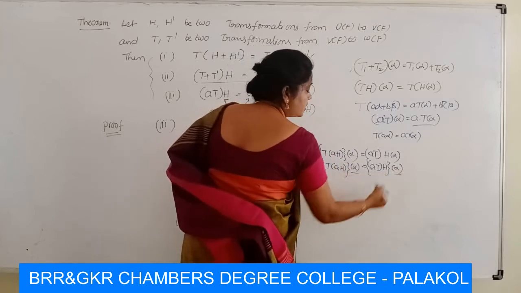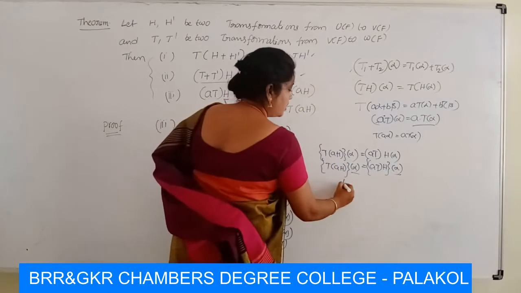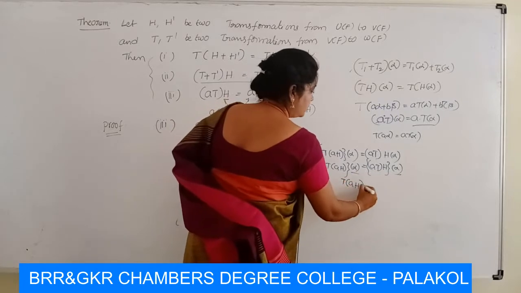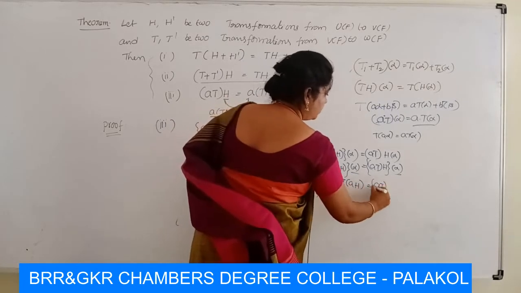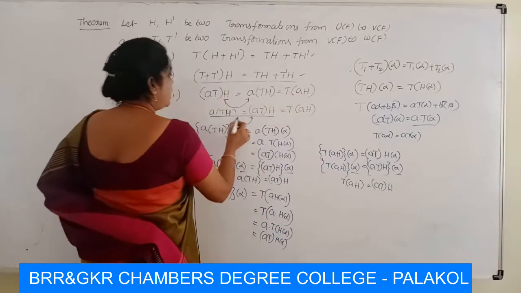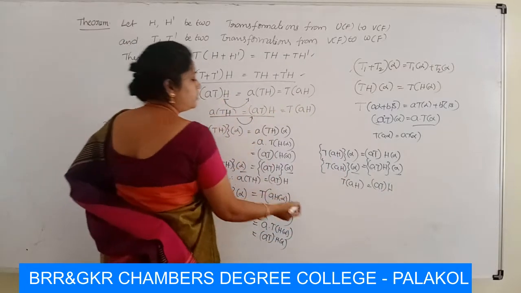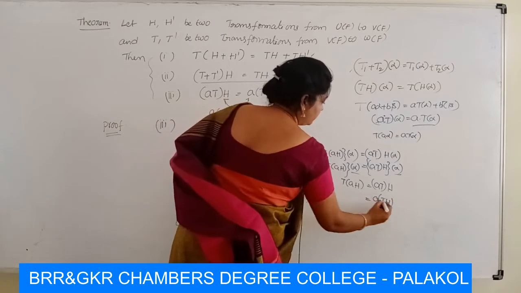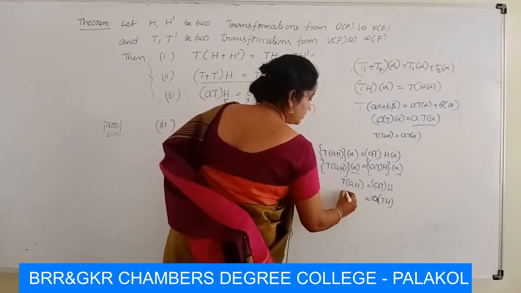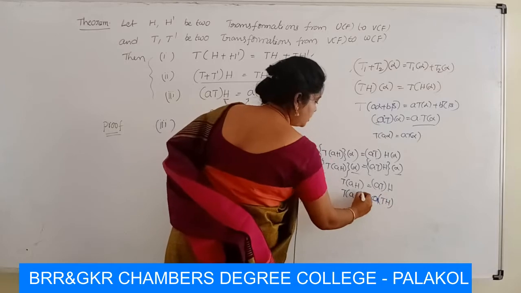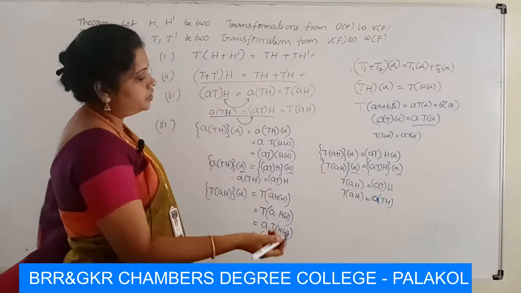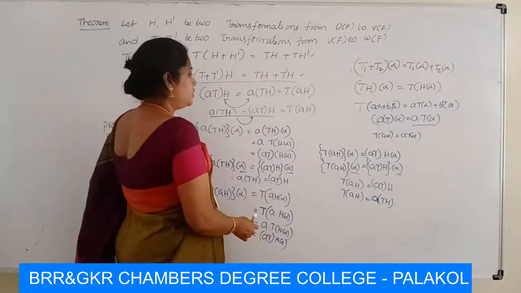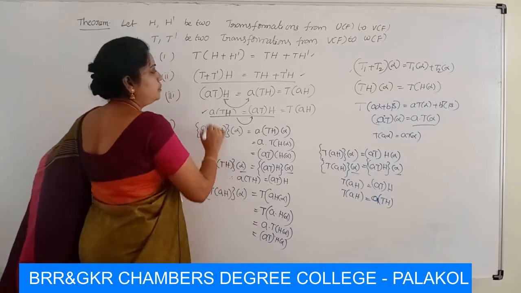So the image elements are the same on both sides. Therefore T into AH is equal to AT into h. Here AT into h is equal to A into TH, already proved. So T into AH is equal to AT of h and A into TH. So the third condition is proved.